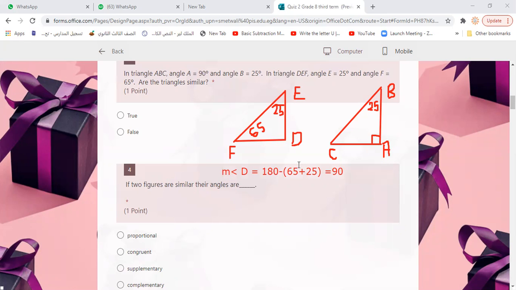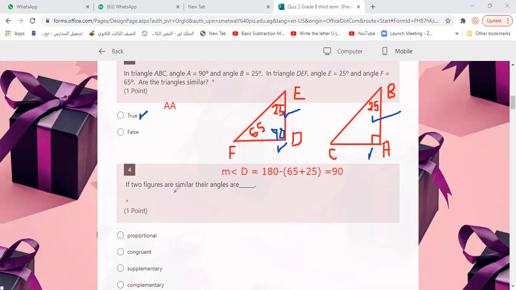Once we find this, we discover that we have two corresponding angles equal in measure. This is 90 degrees. If you compare the angles in both triangles, you find that the measure of angle A equals the measure of angle D, and the measure of angle B equals the measure of angle E. This is enough data to prove that those two triangles are similar by using the case AA. So the answer for this question is yes, they are similar.